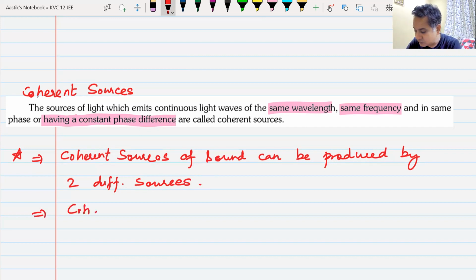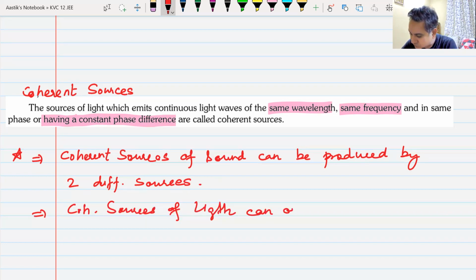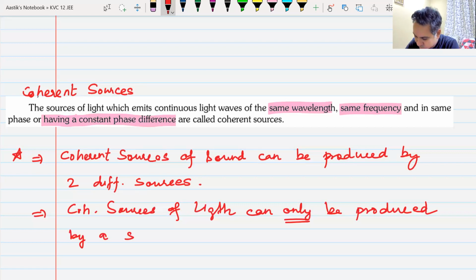Coherent sources of light can only be produced, and remember this is only, can only be produced by a single source of light.